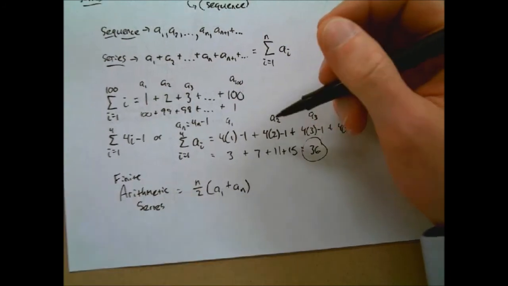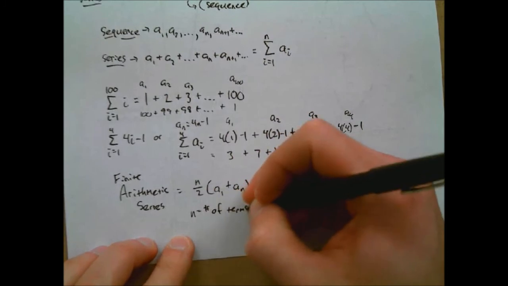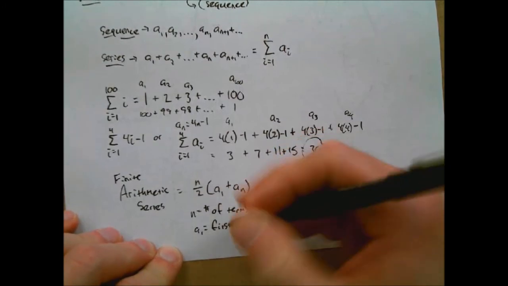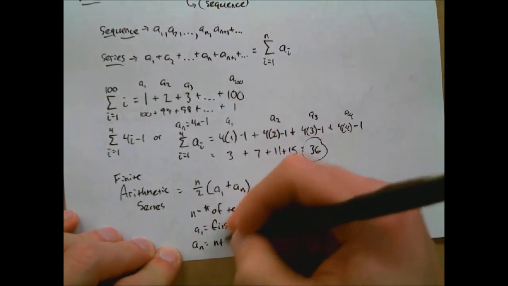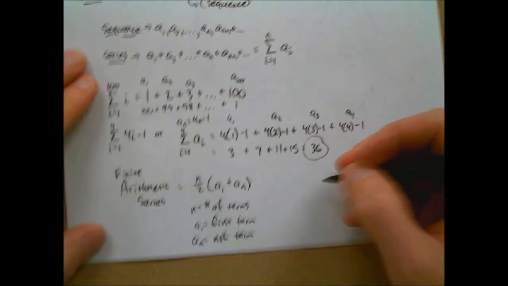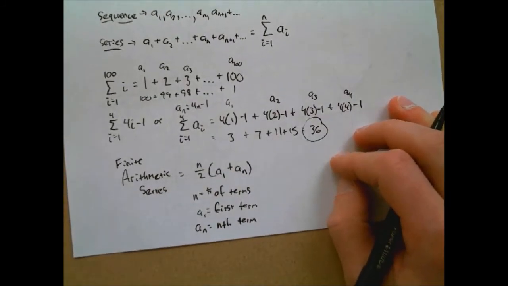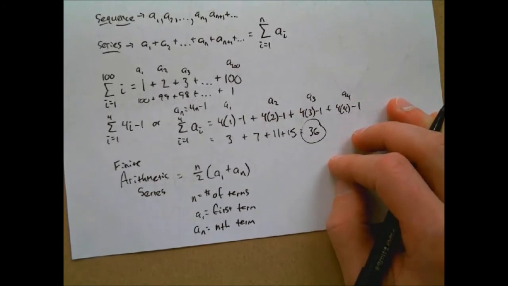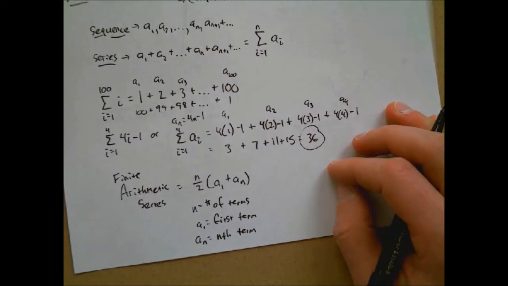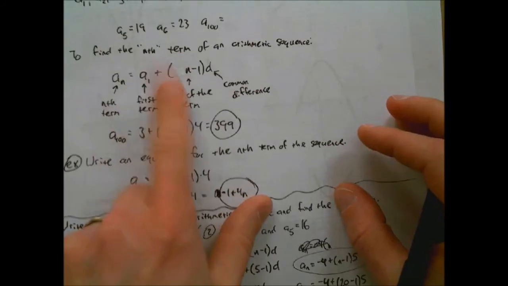So there's the formula. n is the number of terms, a sub 1 is the first term, and a sub n is the nth term, whatever that happens to be. So again, if you want to find the sum of the first 1,200 terms, then you need to find the first term of your sequence and the 1,200th term of your sequence, using that sequence formula that we've got from before. Did I leave it here? Right here.